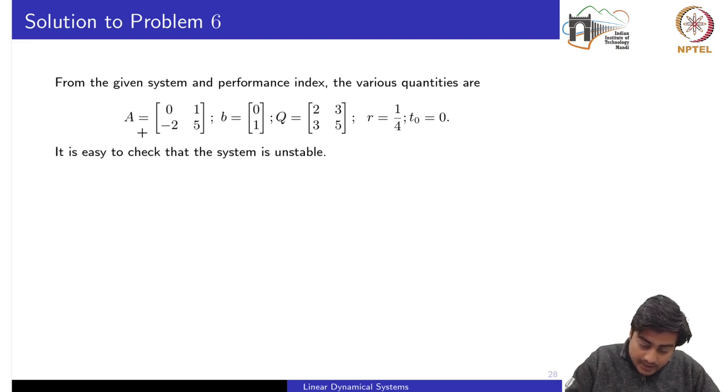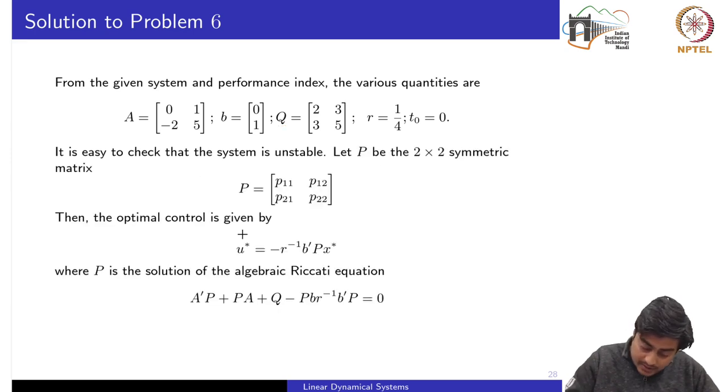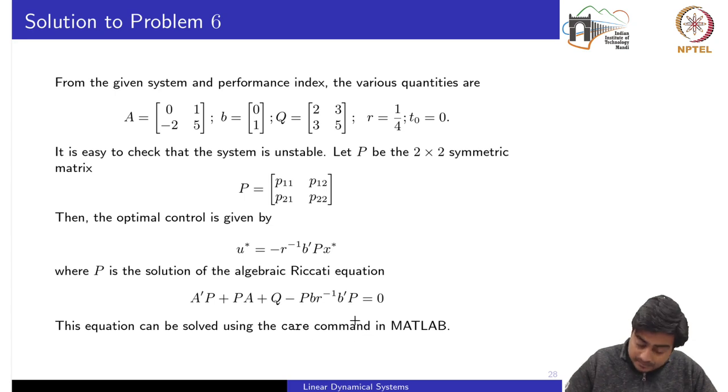Okay, so let's see, if we write our problem into the standard form as we had seen in the lecture slides. So that matrix A, vector B, this Q would be a state weighing matrix, and R, since we have a single input system, is a scalar, and t naught is equal to 0. So you can quickly verify that this system is an unstable system by computing the eigenvalues of the matrix A. Now, if you recall the linear quadratic regulator control design, this controller is given by this equation, which is optimal, minus 1 by R B transpose P times x. Where P is a 2 by 2 symmetric matrix, which you can write like this, and you can compute by solving this algebraic Riccati equation, which we have derived in the lecture slides. And this you can also solve by using the care command in MATLAB.